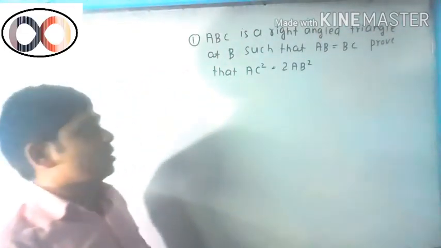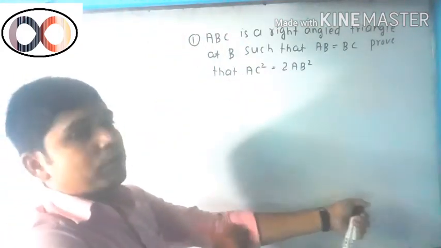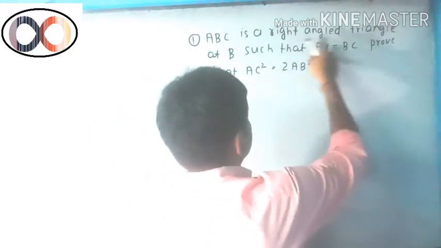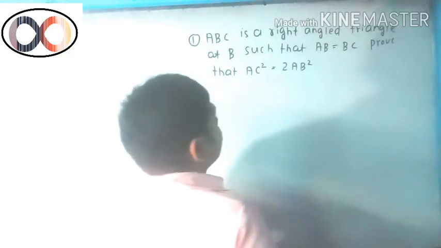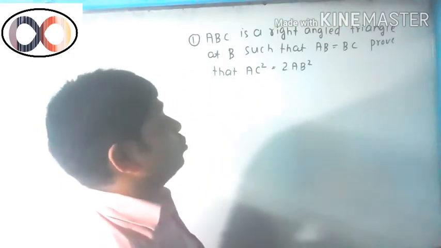Hello students, today we are going to discuss some questions regarding application of Pythagoras theorem. Here you can see the question: ABC is a right angle triangle at B such that AB equals BC. Prove that AC square equals twice the AB square.